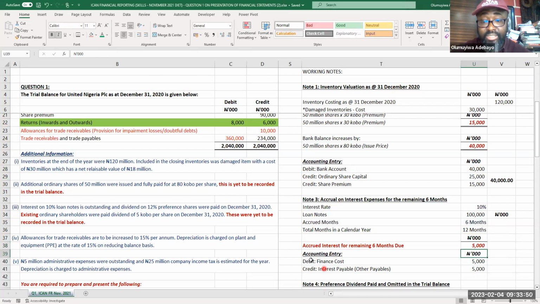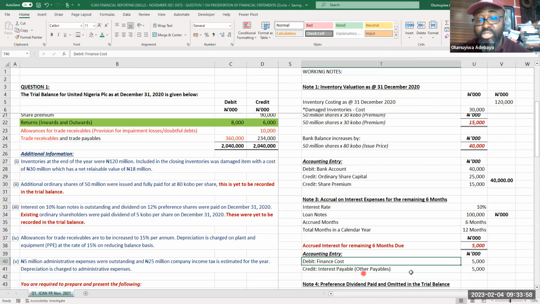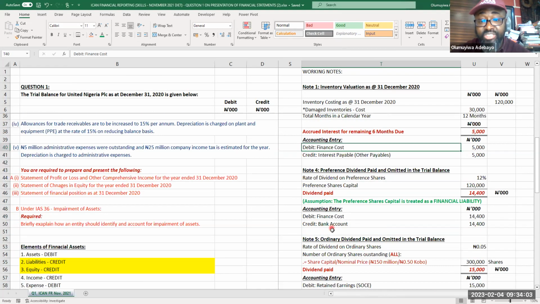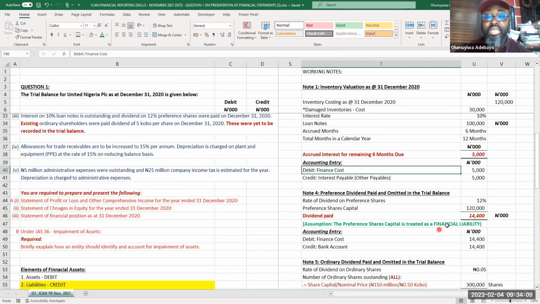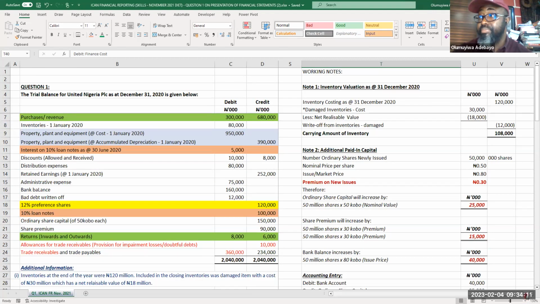And as it is, it's a finance cost, which is charged to profit or loss as an expense. And because it's here to be paid, it becomes a liability. If it has been paid like dividend, we'll have reduced our bank account, like this preference dividend that you saw here. Okay. Now, let's now pick it one by one.